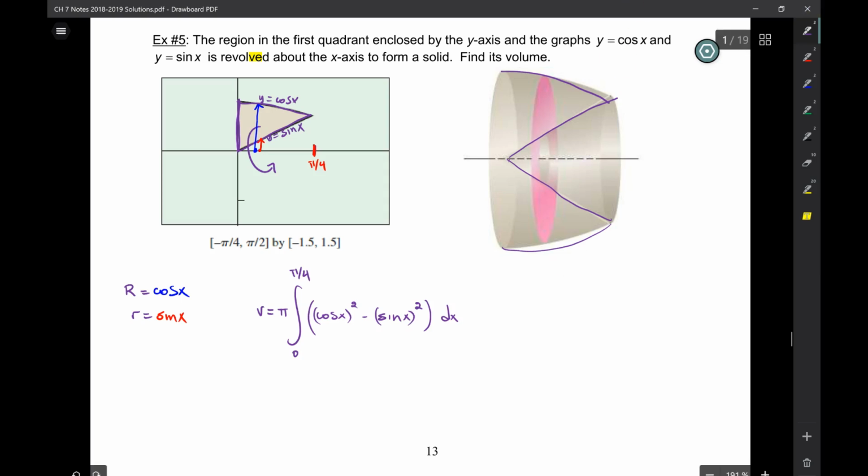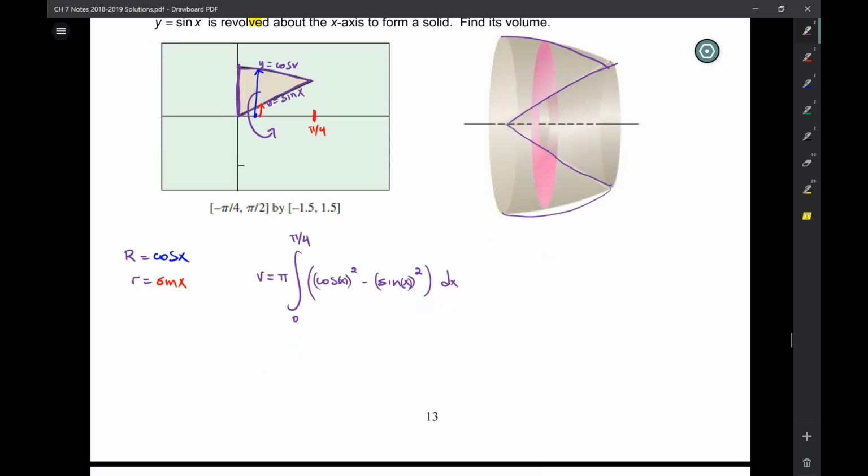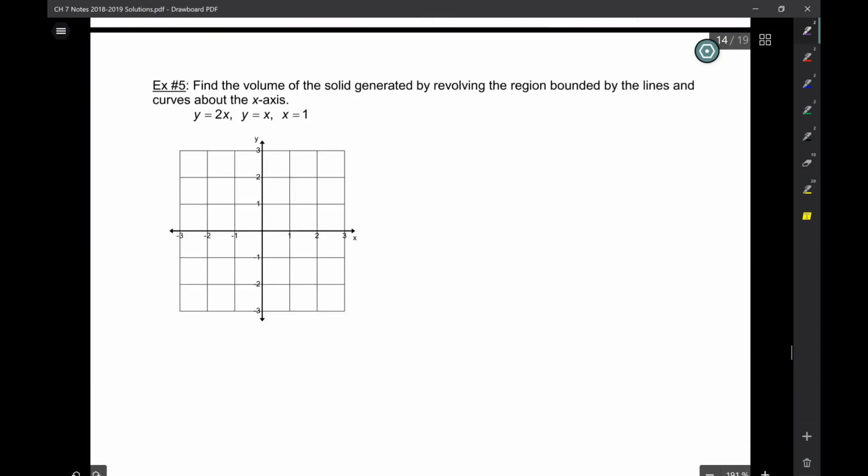All right, so now we're going to go and plug this in. And I want everybody to plug this in right now because it gets tricky with the squares of the sine and cosine functions. So don't forget the pi, and then we do get here 1.571 for the volume. Okay? All right, let's do another one. So it's always the same setup though.